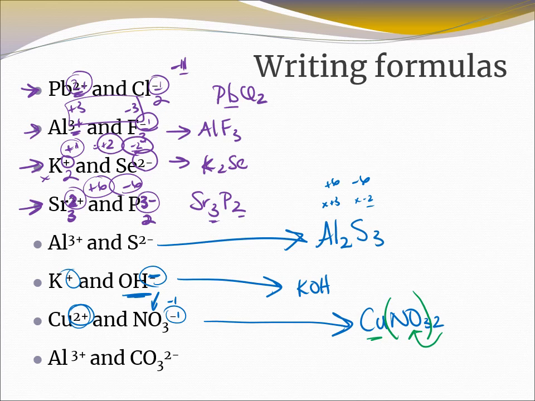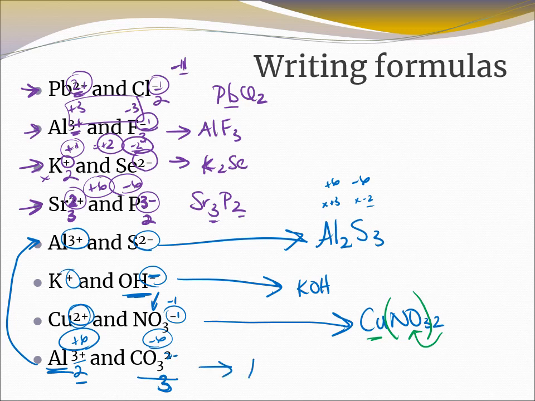One more. I have aluminum 3+ and carbonate 2-. We're looking at this problem again where we have a +3 and a -2, so the least common multiple is going to be 6. I need 2 aluminums because 2 times positive 3 is a positive 6. I need 3 carbonates because 3 times negative 2 is negative 6. Positive 6, negative 6 balance each other out. So our formula will be Al2, then carbonate CO3, but I need 3 of those, so I'm going to show that with parentheses.